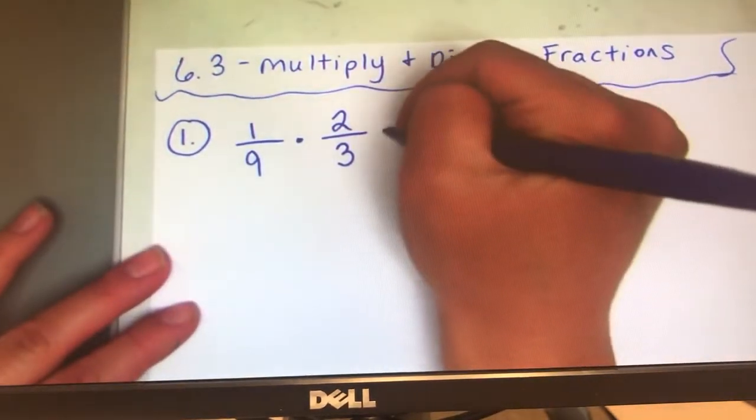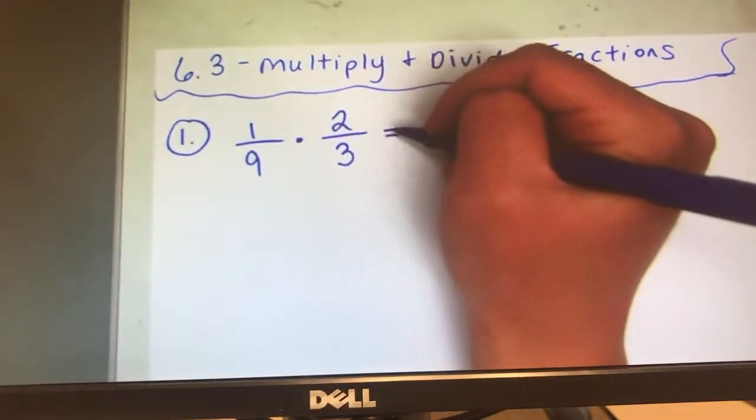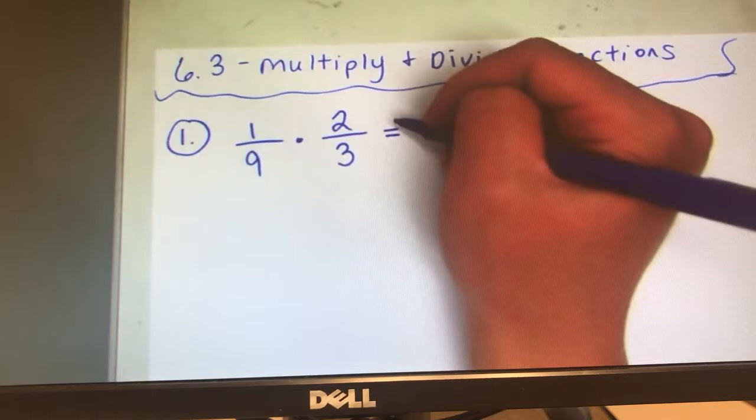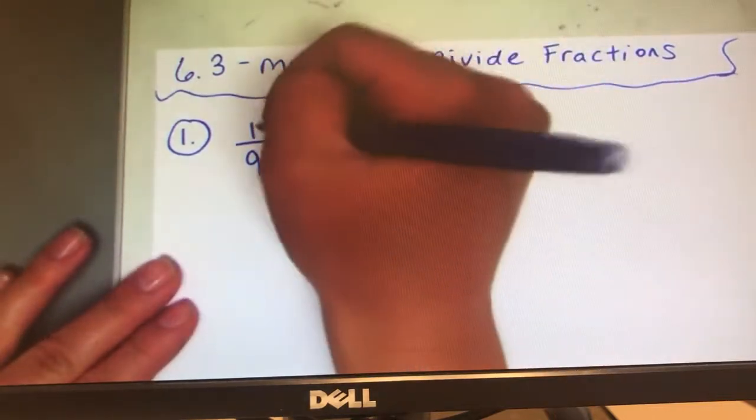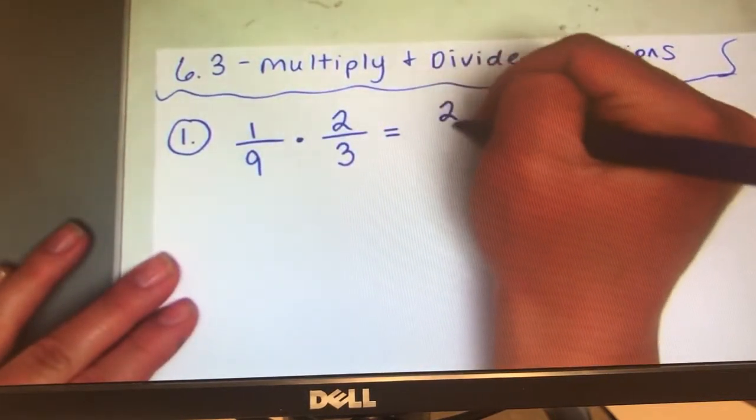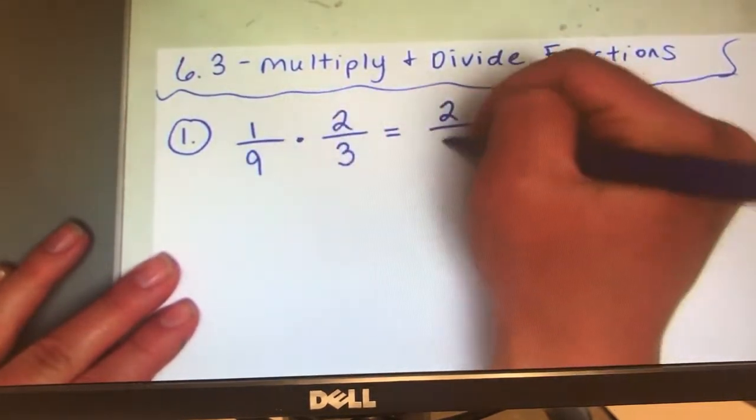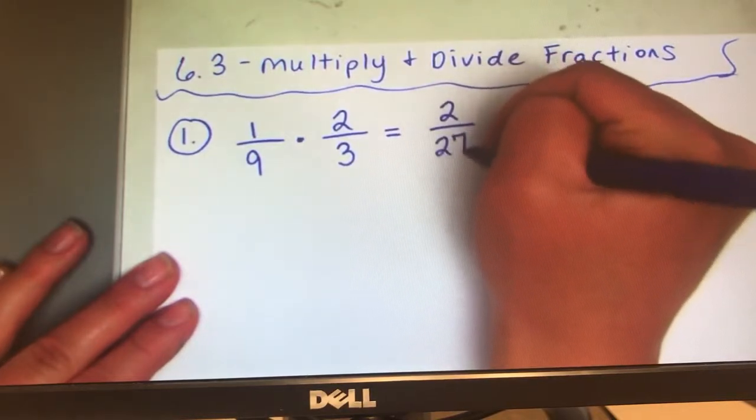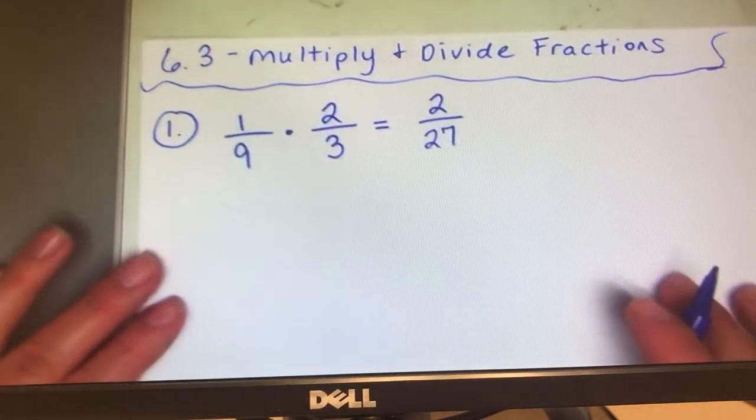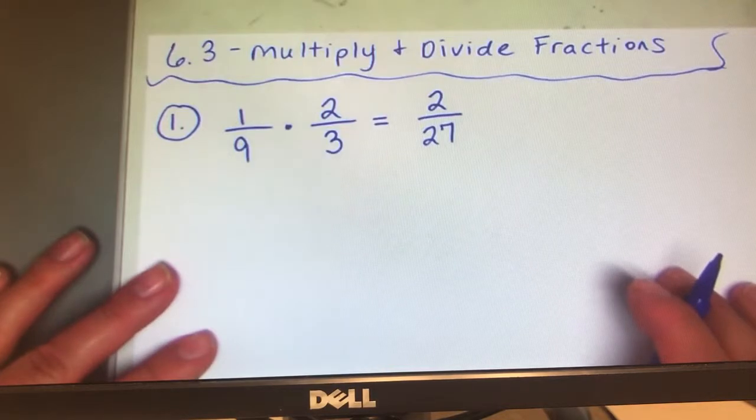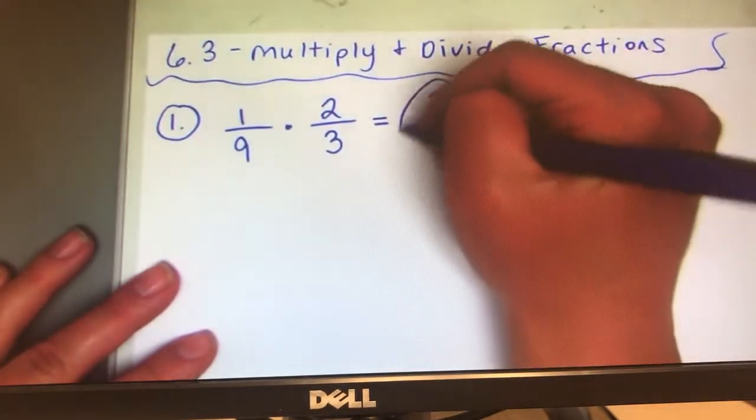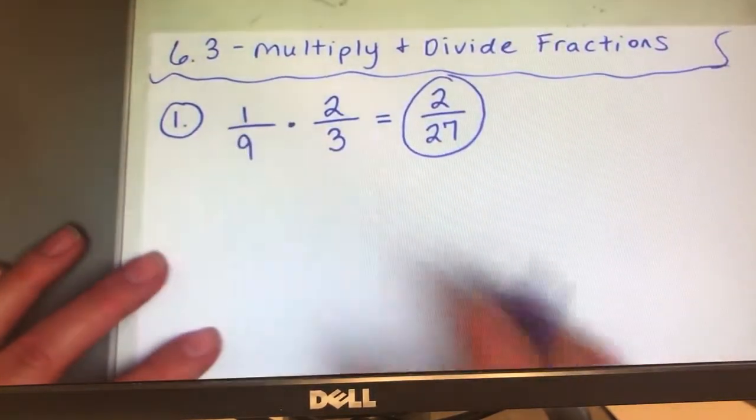Okay? And this is where some people get confused. When we did adding and subtracting, we don't touch the denominators. They stay the same. But with multiplying and dividing, you will multiply the denominator. So if we multiply the top, 1 times 2 is 2. On the bottom, 9 times 3 is 27. And as always, we have to make sure it's in simplest form. 2/27 is in simplest form, so I'm going to circle that as my final answer.